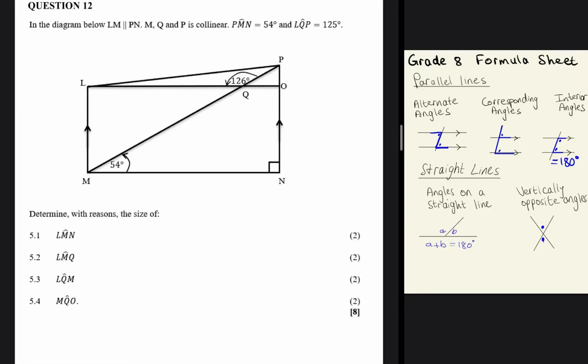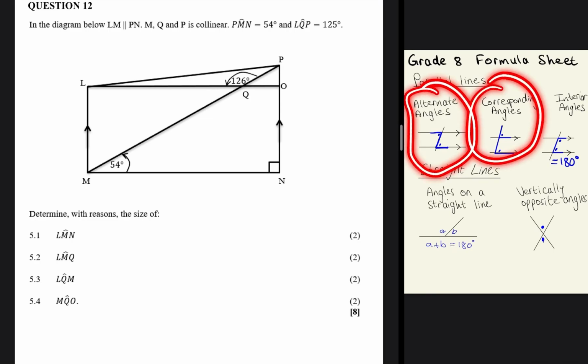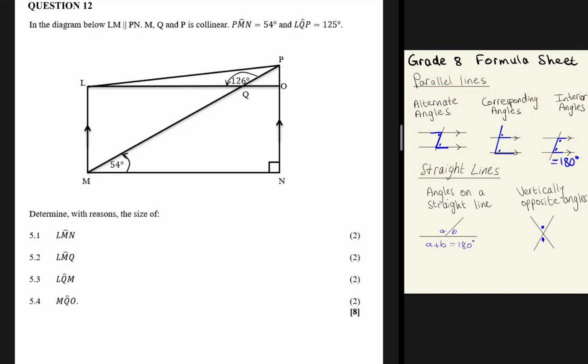Right, let's look at this question. Again, just look first at the diagram to see if there's something that we can identify. So there I see two single arrows, and when you see two single arrows, you know that the two lines LM and PN will be parallel to each other. So just keep that in mind. If you're talking about parallel lines, immediately you know you can use one of these rules over here. So here in the formula sheet, it's alternate angles, corresponding angles, or interior angles. So let's see if we can use it over here.